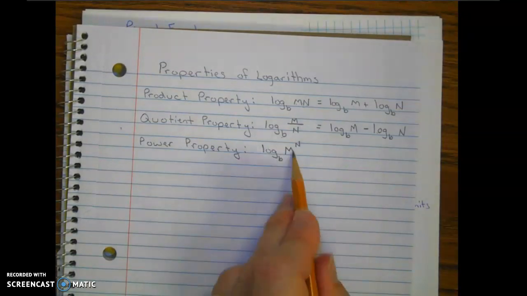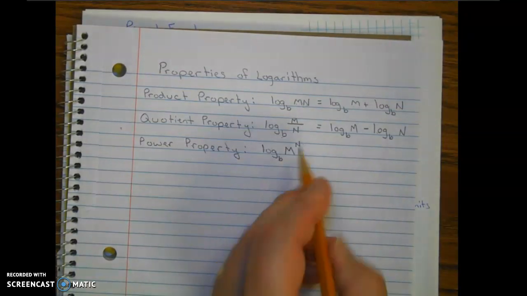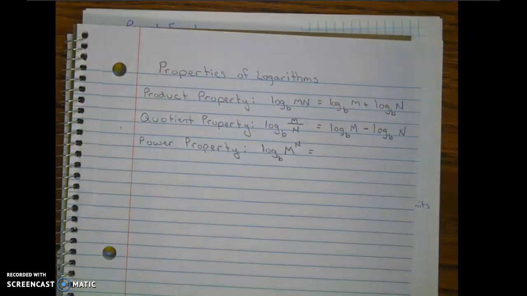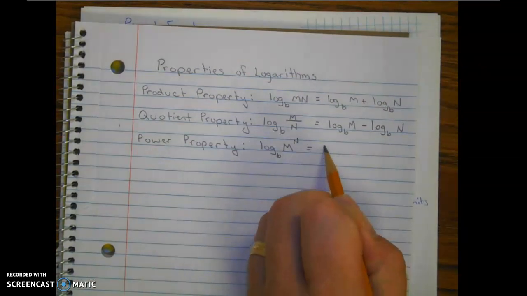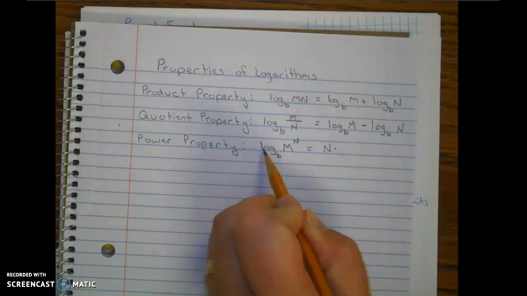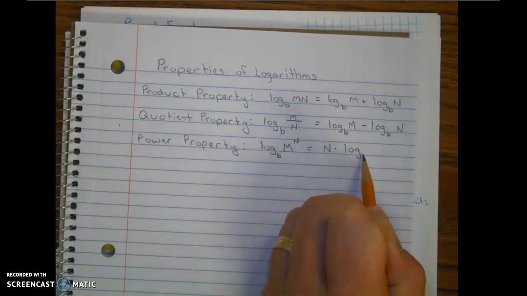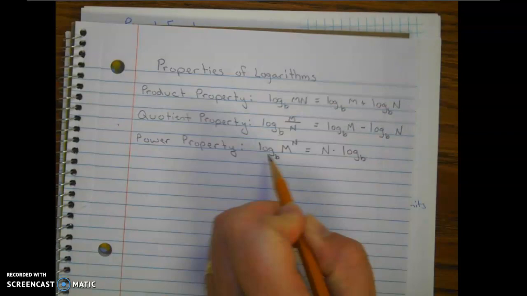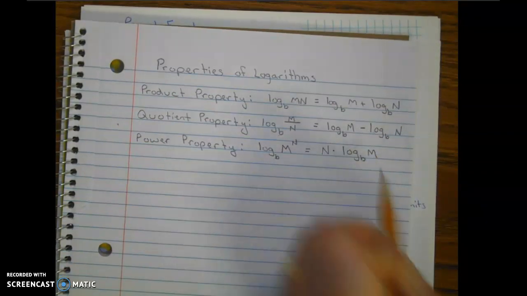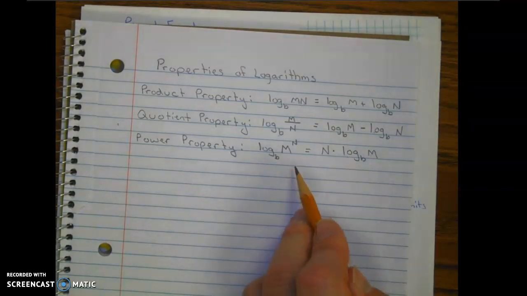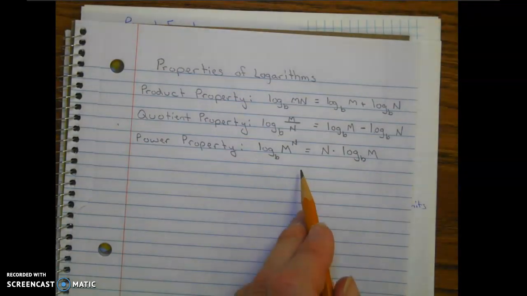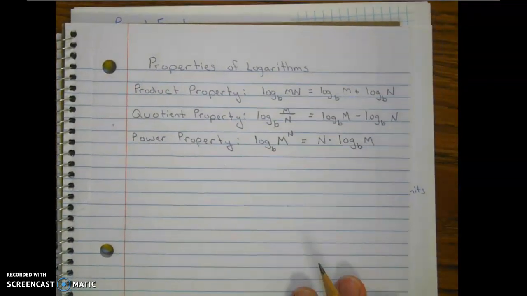So here we have an exponent raised to an exponent. So recall the rules of exponents. When you have an exponent raised to an exponent, you multiply. So we're going to take the n and multiply it times log base b of m. They're very similar to the rules of exponents here, because remember, logs are exponents. Okay, so let's go ahead and look at some examples.